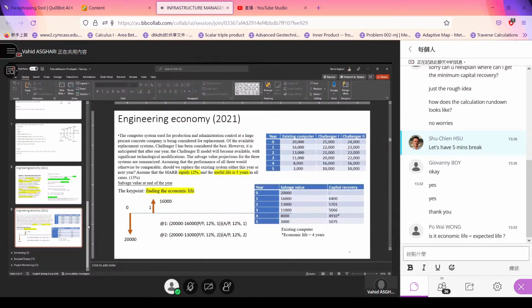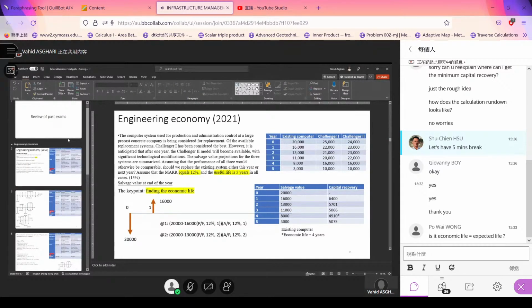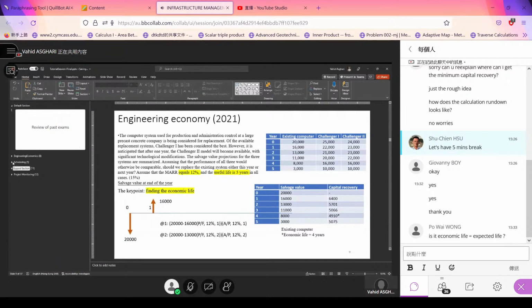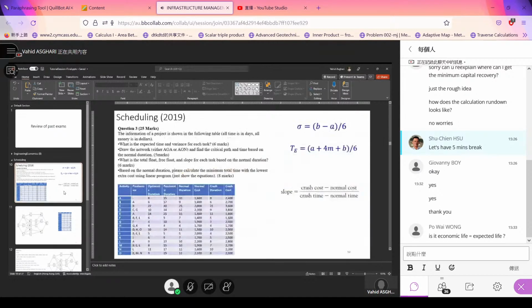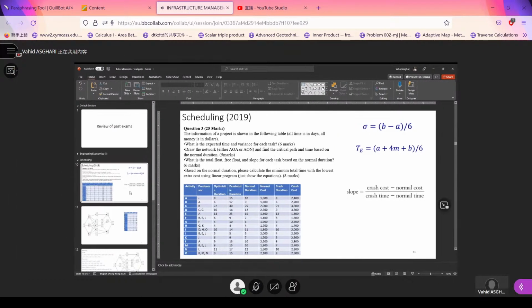We are running out of time. Let me go to the next ones. This is the first section, the engineering economics. The next one is scheduling. The scheduling questions during the past 3 years were exactly similar to the assignments. Nothing new, nothing hard, exactly like the assignments.